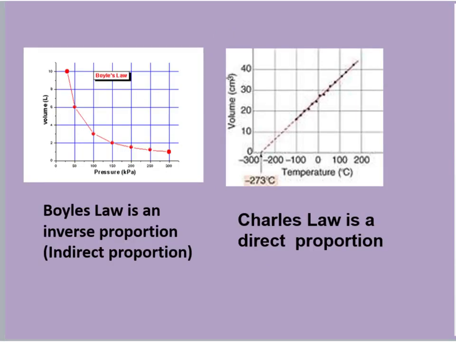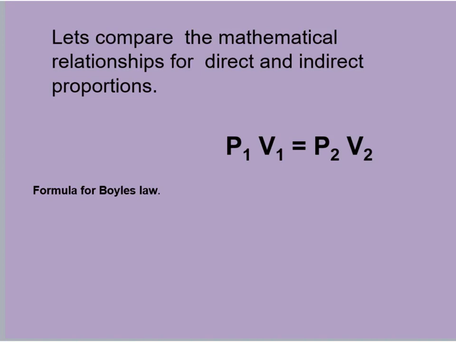You did a couple of graphs and saw that Boyle's law is an indirect proportion. Charles' law is a direct proportion. And so today we're going to look at really comparing the mathematical relationships between a direct proportion and an indirect proportion. And this is a skill that's pretty key.